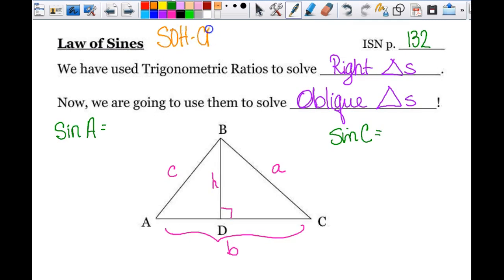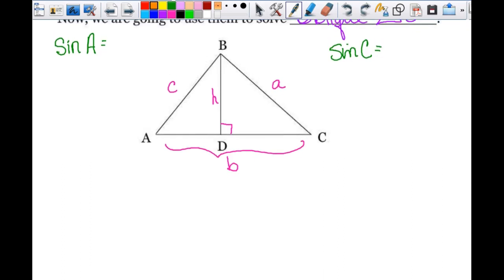SOH, CAH, TOA. I think through that every time, even when I'm thinking about the y and the r, so I don't get the x and the y and the r mixed up. I still think opposite hypotenuse, adjacent hypotenuse. That you need to know. You need to continue to know. It's something that's important. All right, so we are going to find the sine of A, which I can only do right now in this little right triangle, because that's the only thing we know how to do. So here's angle A. Opposite is H over the hypotenuse, which is what? C.